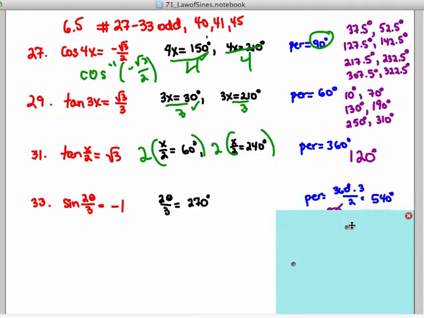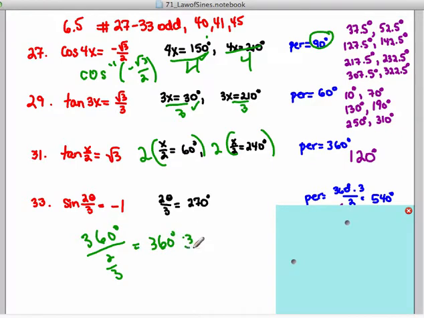Let's see. Here the period is, okay, so 360 divided by 2/3 is the same as 360 times 3/2. Tried to show that here, so that's 540. So your period's 540, so that'll take you outside.